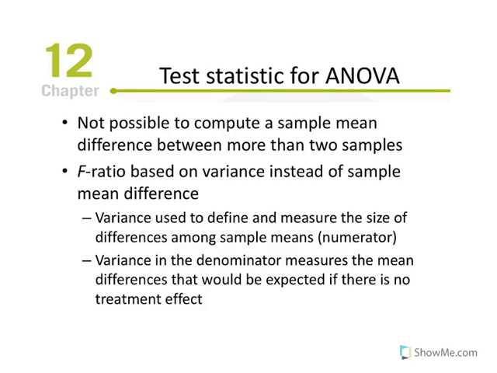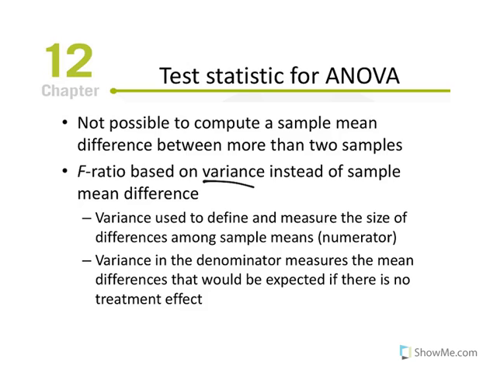So before I go into the specifics of what is represented by the numerator and the denominator, let's just review quickly that the test statistic for ANOVA does not allow us to compute a sample mean difference between more than two samples. Again, we saw that mathematically it's impossible to compute the mean difference once we add a third or fourth or fifth sample mean to the study, and difference of means is no longer possible. So the F ratio is based on the variance. Again, variance meaning the variation, the difference, instead of the sample mean difference.